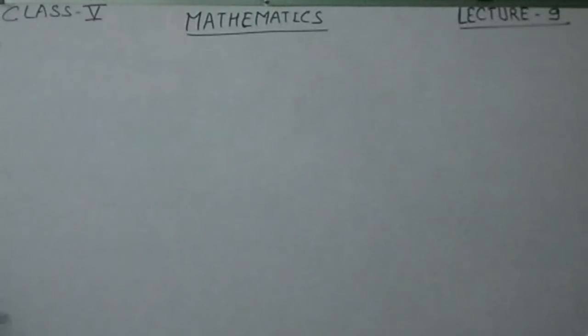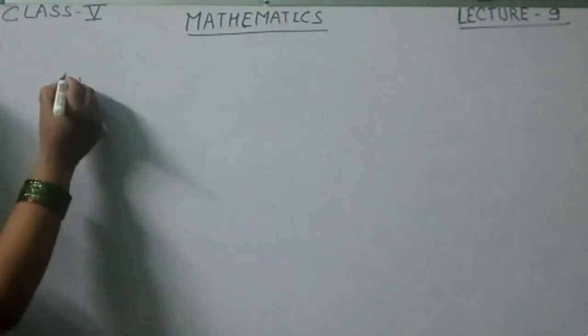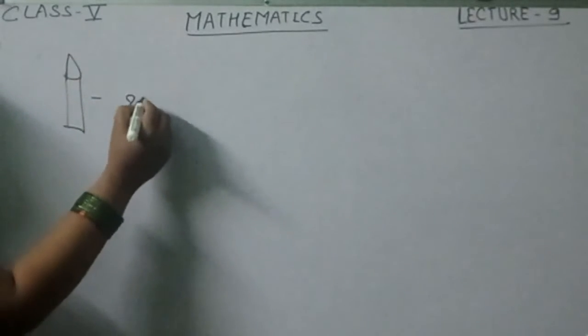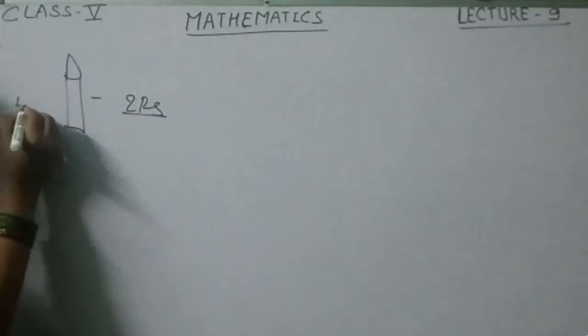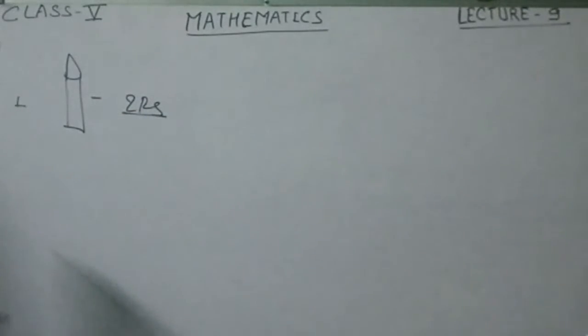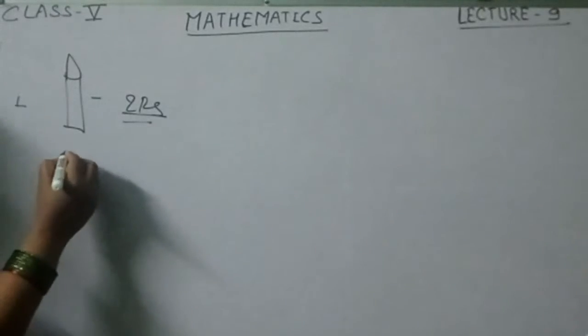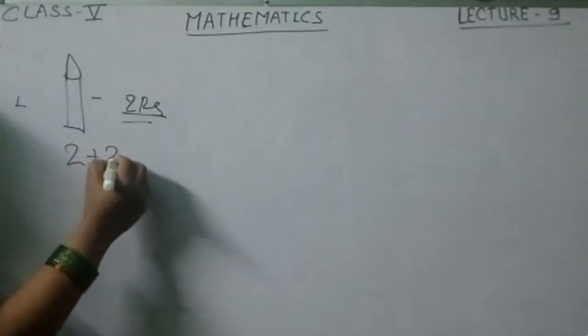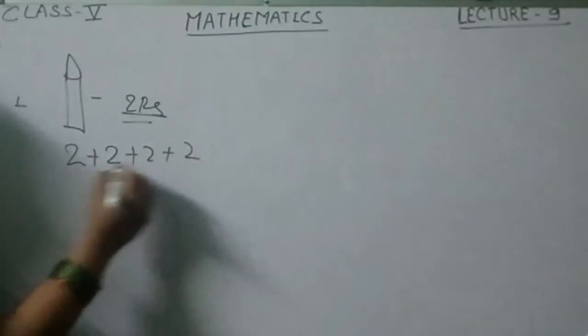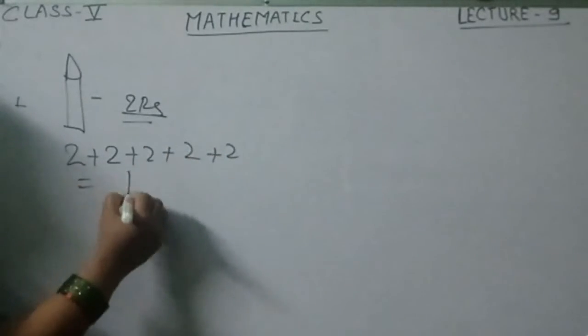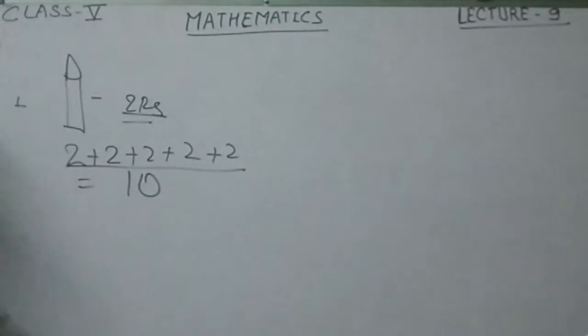Students, one question I will ask you. Suppose one candle costs 2 rupees, then tell me the cost of 5 candles. What is the cost of 5 candles? So what do we have to do? One candle costs 2 rupees. Then for 5 candles, how many times do we have to add 2 rupees? 2 plus 2 plus 2... How much? It will be 10.